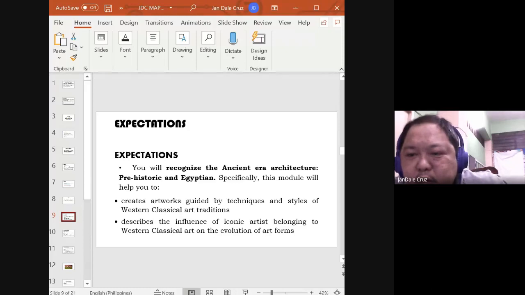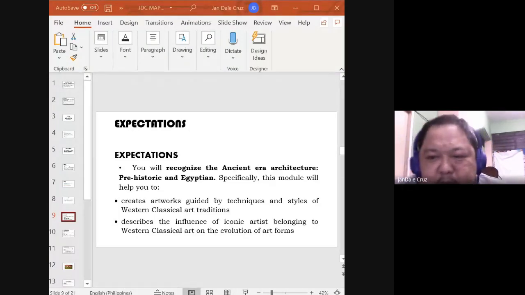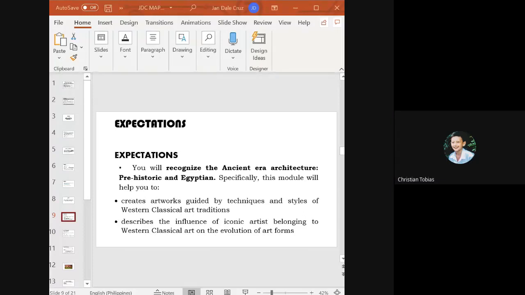Tatawag ako. Hindi ko kayo lahat makita. Aking mamunti. Tobias? Sir. Pakibasa.